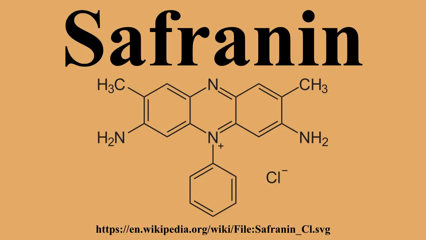Safranin is a biological stain used in histology and cytology. Safranin is used as a counterstain in some staining protocols, coloring all cell nuclei red. This is the classic counterstain in both gram stains and endospore staining. It can also be used for the detection of cartilage, mucin, and mast cell granules.